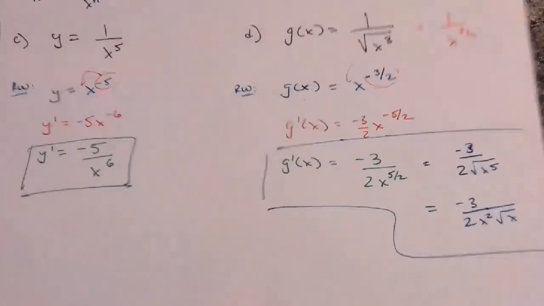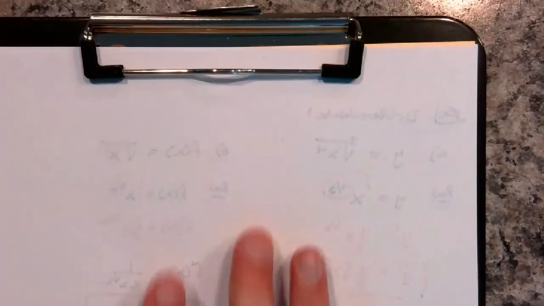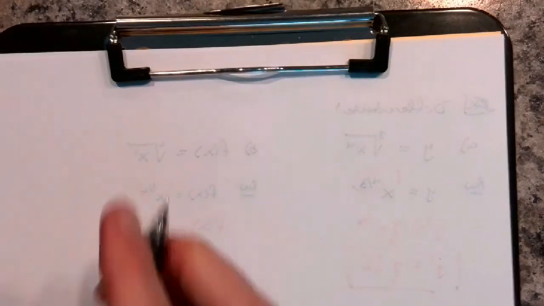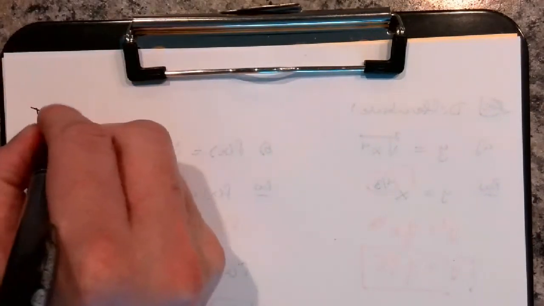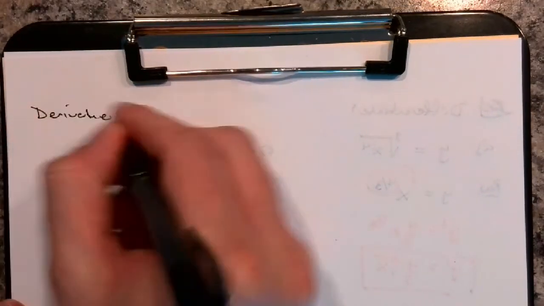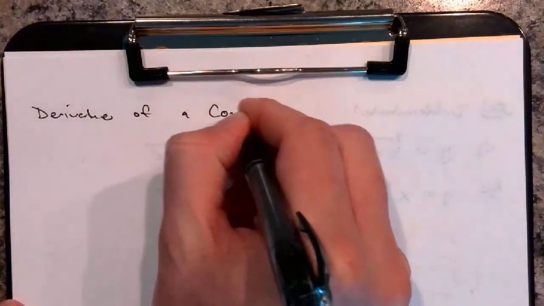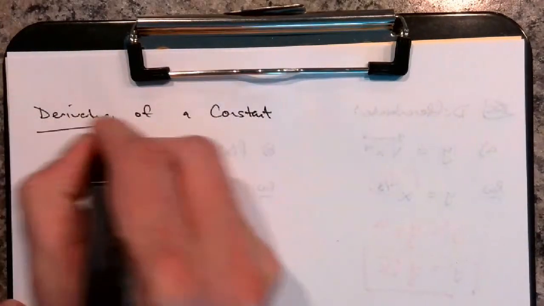Let's take a look at the derivative of a constant. So the ones we've done so far have all been power rule with variables. We're going to look at the derivative of a constant just to make sure you know what to do with it. It's actually the easiest rule we have, but sometimes people forget it. So the derivative of a constant.